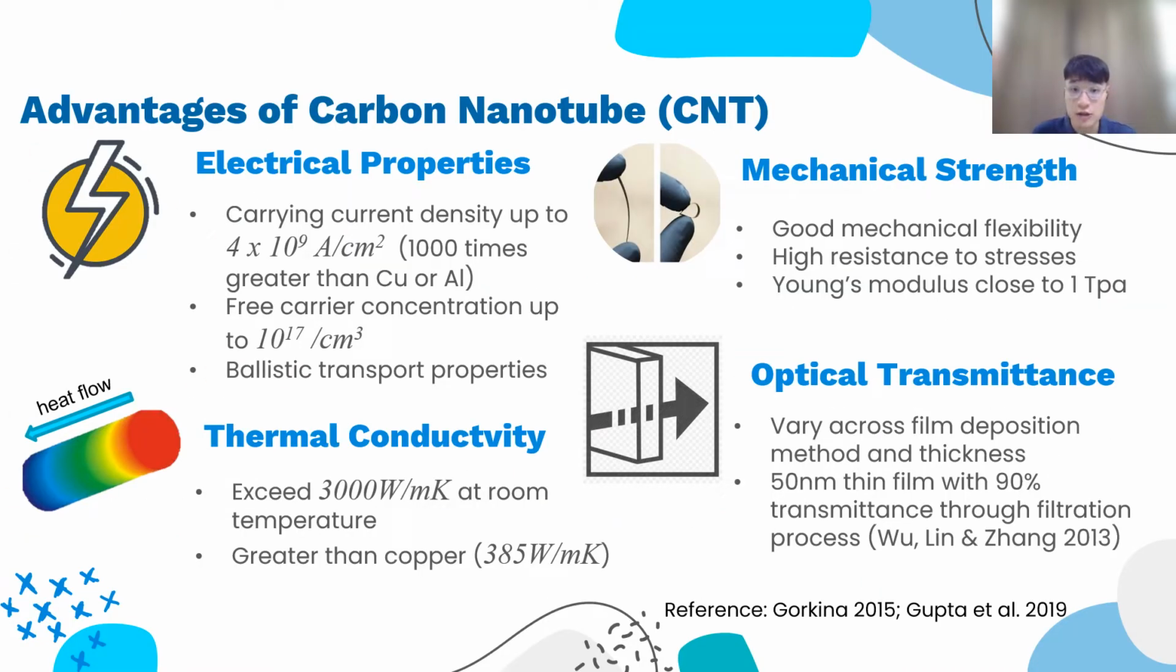The reason carbon nanotube was chosen in this project is because it has very outstanding electrical properties, with a very high current density, which is 1,000 times greater than copper or even aluminum. In addition, it has very good thermal conductivity, which is much greater than copper's. And it has very good mechanical flexibility, a Young's modulus close to 1 terapascal, and very good optical transmittance.